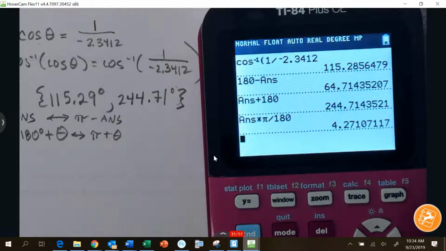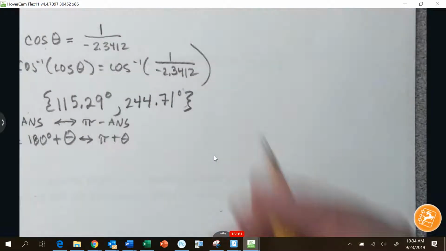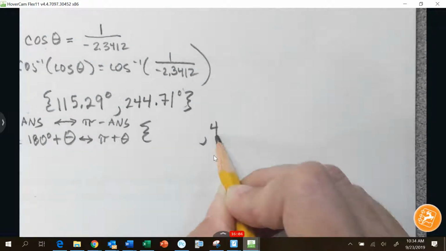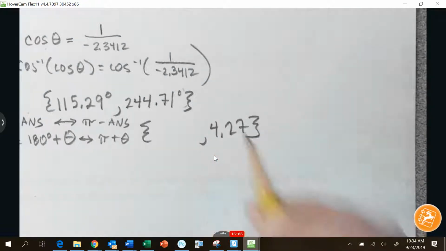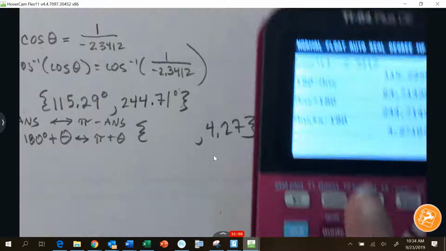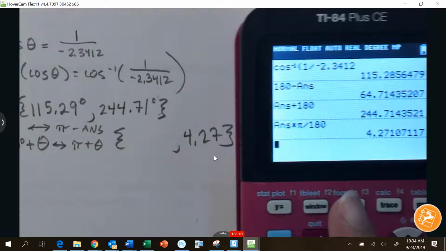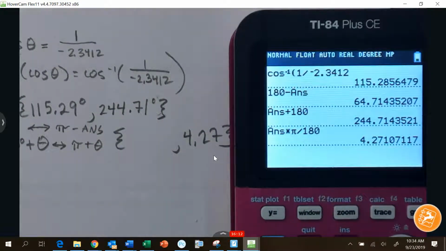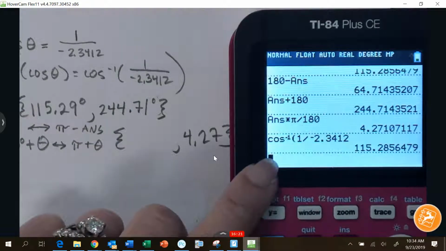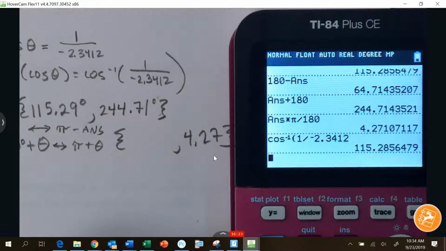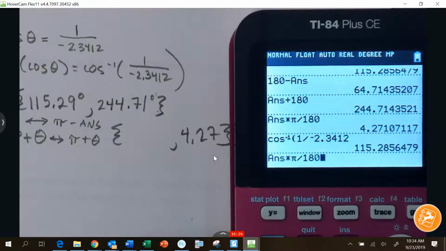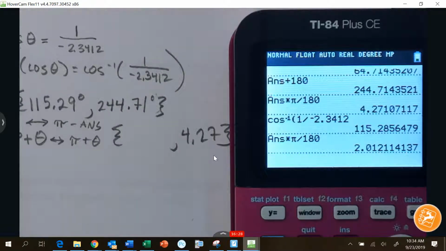That would be 4.27 for my second radian. Try to put it all up there. My second radian would be 4.27. So if I wanted to convert the first one, I would have to go like this, and then times pi divided by 180. 2.01.